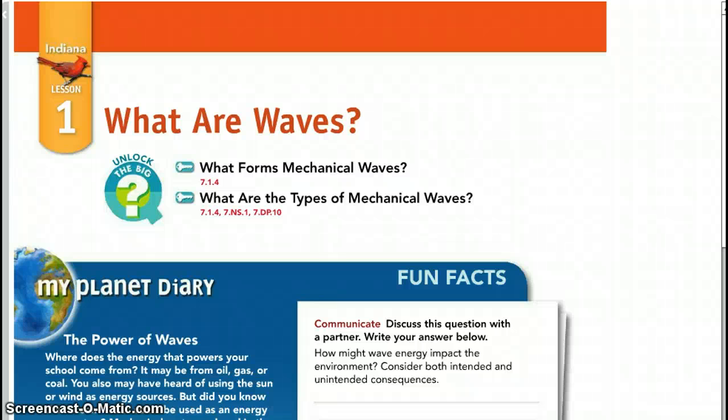Chapter 6, Section 1, What are waves? The two main questions that we need to answer through this section are what forms mechanical waves and what are the types of mechanical waves.